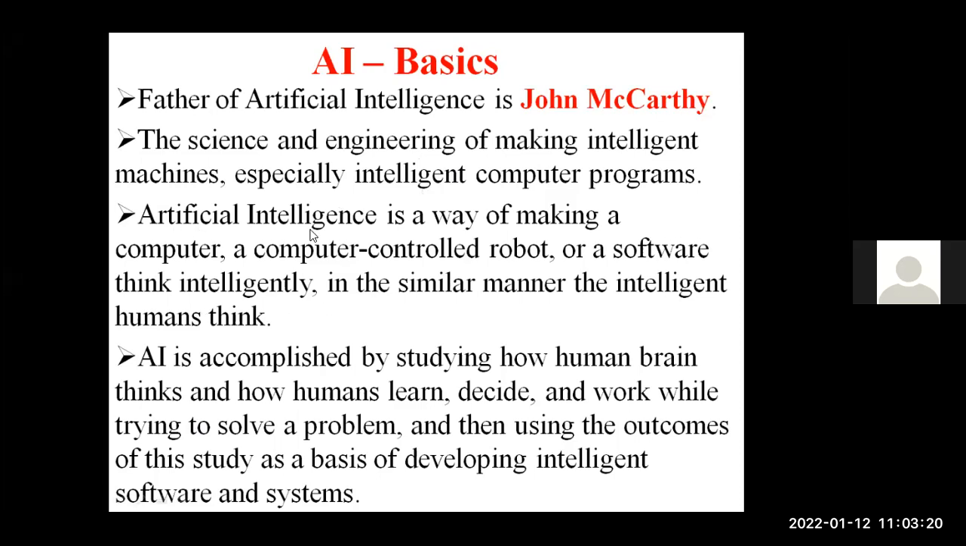So you can see, artificial intelligence is a way of making a computer or a robot or software think in a similar manner to an intelligent human. So here you are getting a word called human think. Okay, now let me see this last statement.